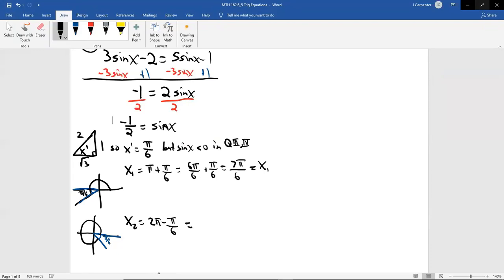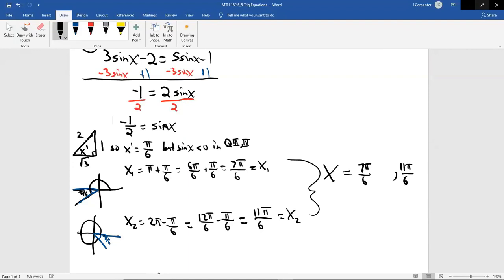And then 2 pi, when you get an LCD of 6, will become 12 pi over 6 minus 1 pi over 6, but we don't write the 1. 12 minus 1 is 11. So that's 11 pi over 6. That's our second solution. So with those things combined, I'm just going to say x is equal to, and I'm going to do this wrong for a second. 7 pi over 6, I'm going to leave some space, comma, and then 11 pi over 6, and I'm going to leave some space. Let me write that a little smaller.